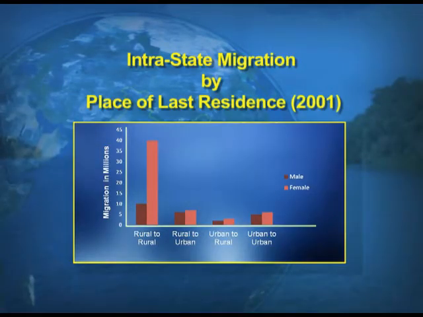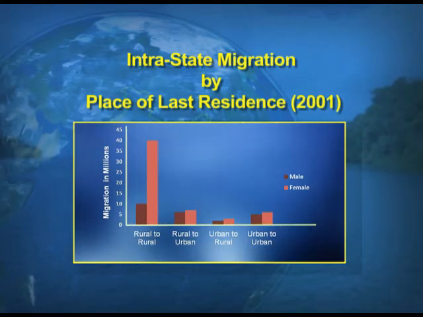And you can have a visual of the bar diagram stating the intrastate migration by place of last residence. These statistics are on the basis of the census 2001. Now, this is a multiple bar diagram, children, as you can see on your screens. Multiple bar diagrams indicate two types of bars, one for males and another for females. The darker color, as the index indicates, is for the male population, and the lighter color is for female migration.